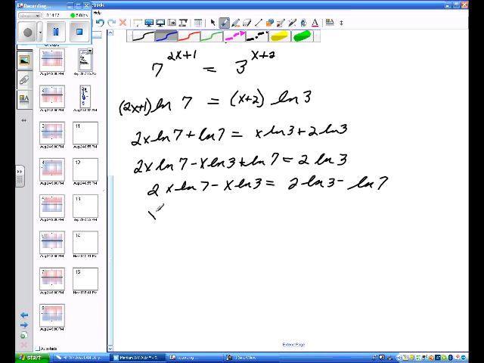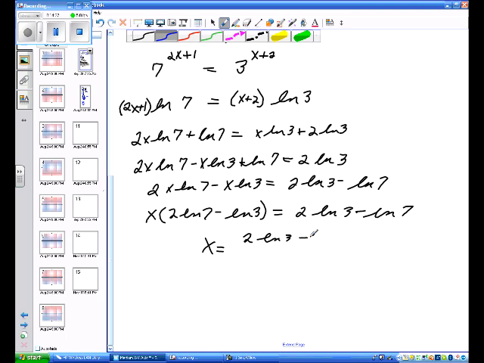Okay, I need to solve, and so I need to get my x's together, but I can't because these aren't like terms, so I have to factor out the x. And then divide by my coefficient. So x is equal to 2 log 3 minus the log of 7 divided by 2 log 7 minus the log of 3.